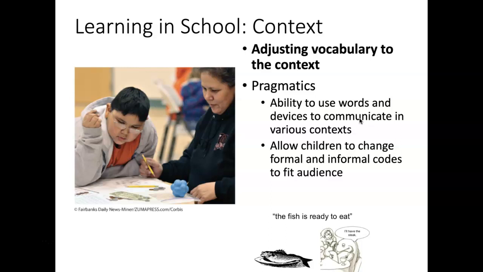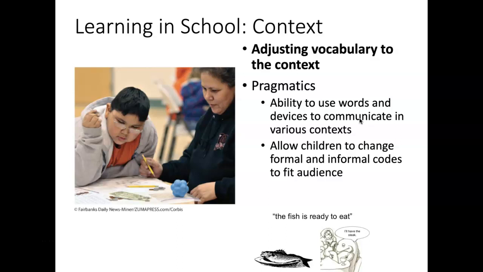Adjusting vocabulary to context is something we all have to learn. At the bottom, you'll see a cartoon, "The fish is ready to eat." And there's two different contexts there. One is a fish getting ready to order off a menu and eat, and the other is a fish that you might eat for dinner.